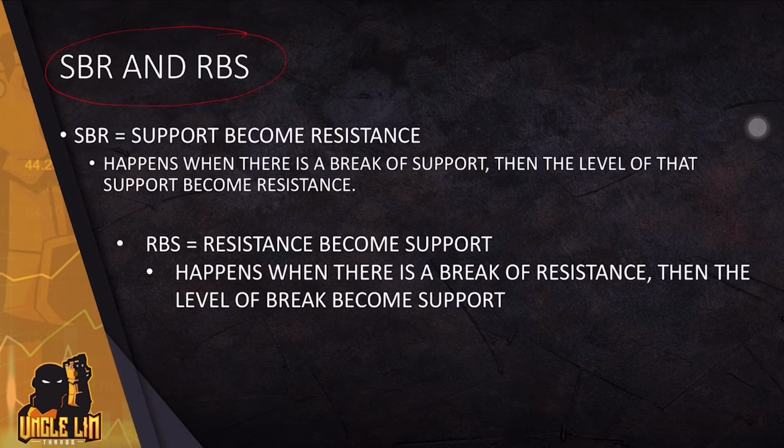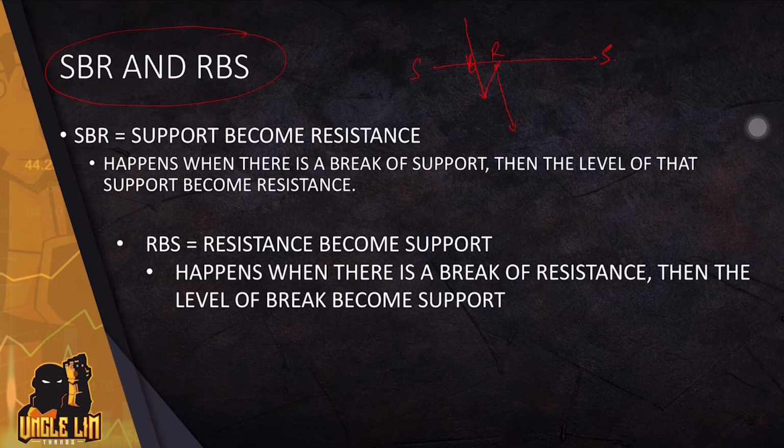SBR is support become resistance. It happens when there is a breakout of support, then the level of the support becomes resistance. So if let's say here is support, and if there's a breakout here, the movement of the price will break out here, and then it will pull back, and then it goes down. So this is the support level, and then it is a breakout and it becomes a resistance. So that's why it's called SBR, support become resistance.